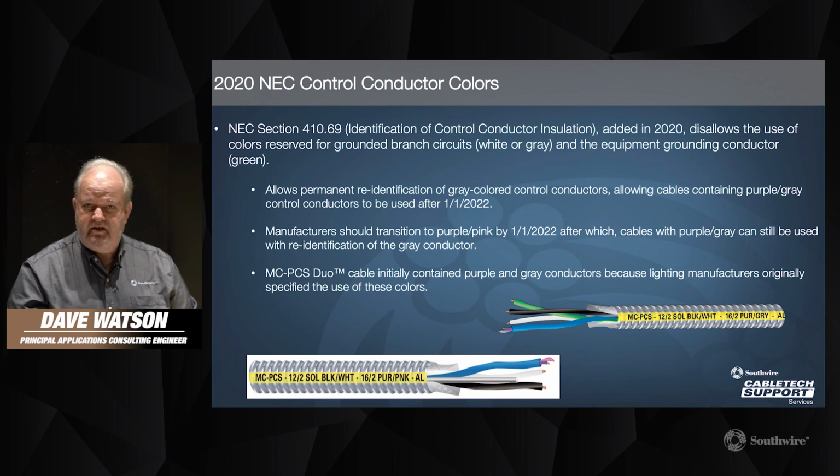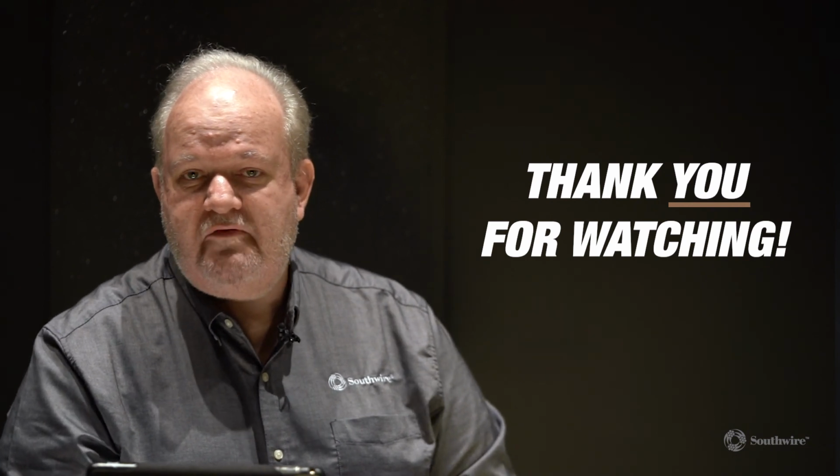Southwire has done this. So any new product that we're producing, and hopefully at this point, most of the product that's available out in the field will have the purple and pink conductors. However, if you run across something that does have the purple and gray, you can still use that. You just have to permanently re-identify the gray conductor to indicate that it's not a neutral and it is in fact a control conductor.